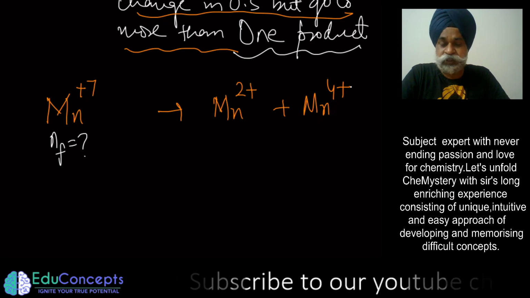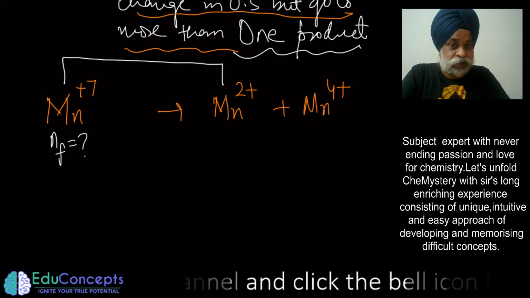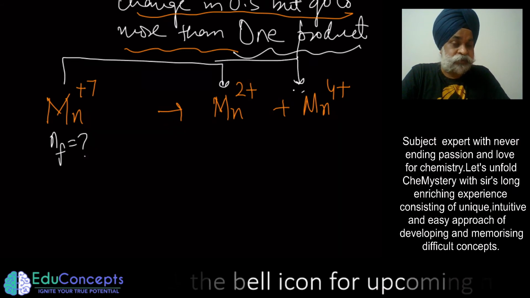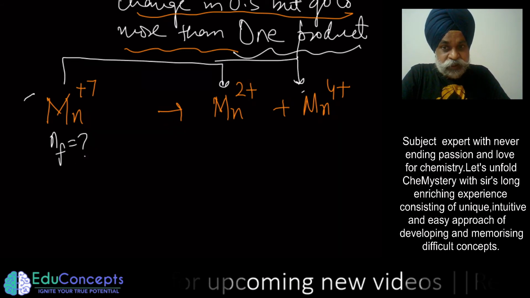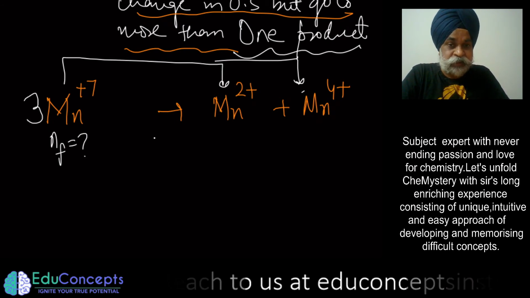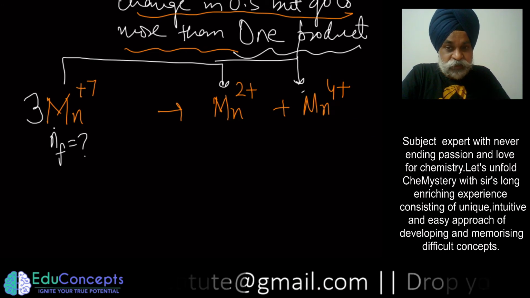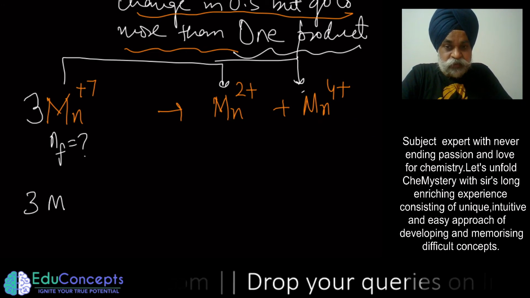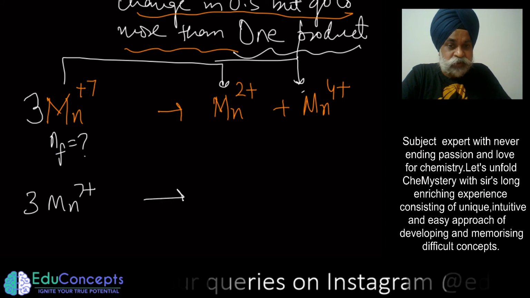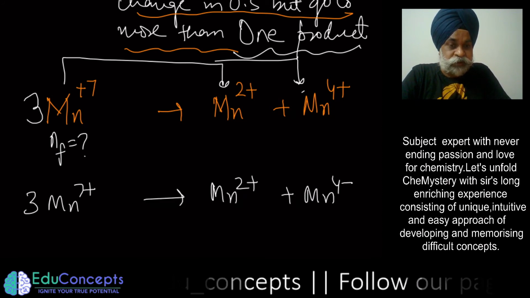How much of the manganese goes where? Because this species is going this side as well as this side. So now if I say 3 moles here, still you cannot answer it until you know how many moles out of these 3 moles have gone to Mn2+ and how many have gone to Mn4+.